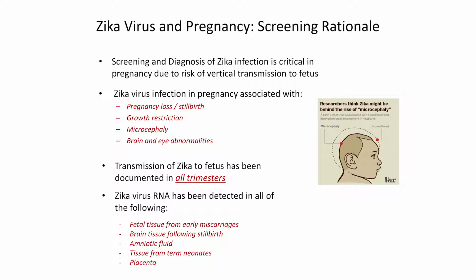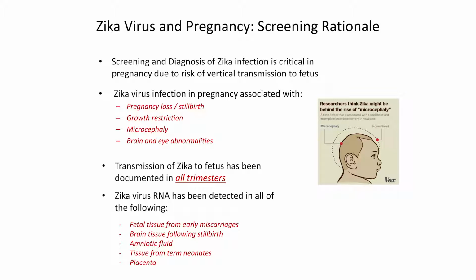So, why is this so important? We know because of the risk to baby, and we have to have an accurate screening and accurate diagnosis. The Zika virus in pregnancy is associated with pregnancy loss, stillbirth, growth restriction, microcephaly, and brain and eye abnormalities. And Zika has been transmitted to baby in every trimester. So there's really no trimester of pregnancy that's safe.